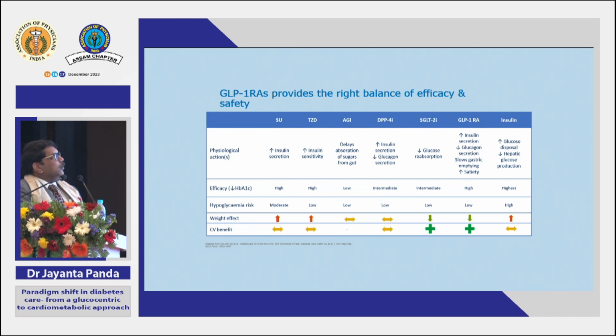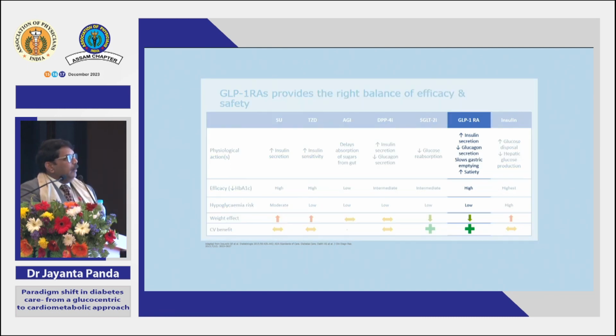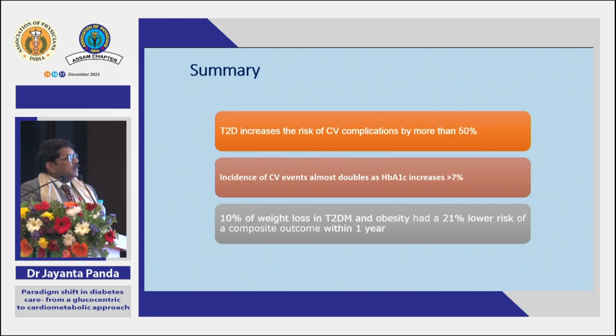So as per the guideline, it's not required that we go for metformin after lifestyle, and go on adding 1 drug, 2 drugs, or 3 drugs. Depending on early atherosclerotic cardiovascular disease or diabetic kidney disease or obesity, we can choose our drugs and move on. So with this, I'll conclude.